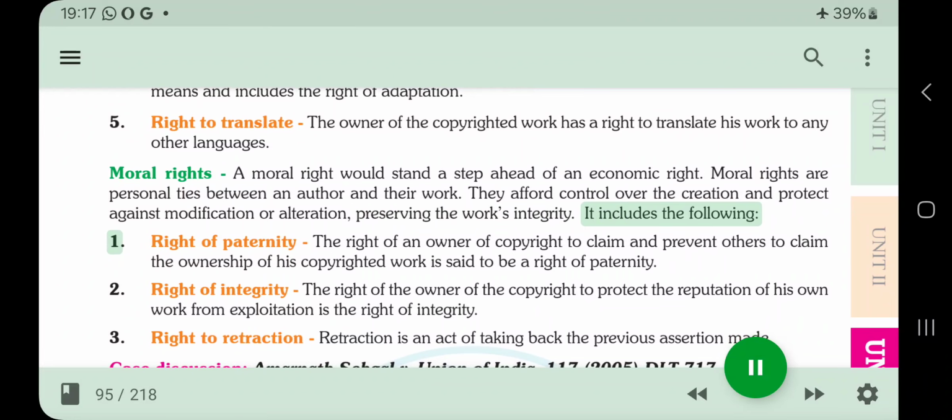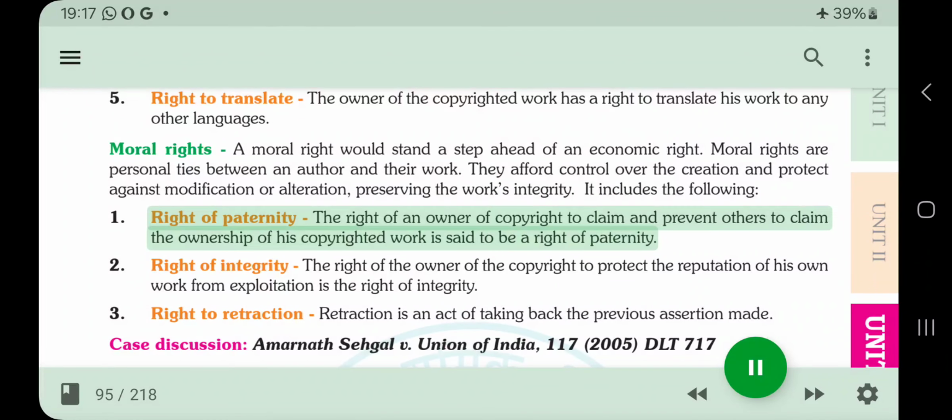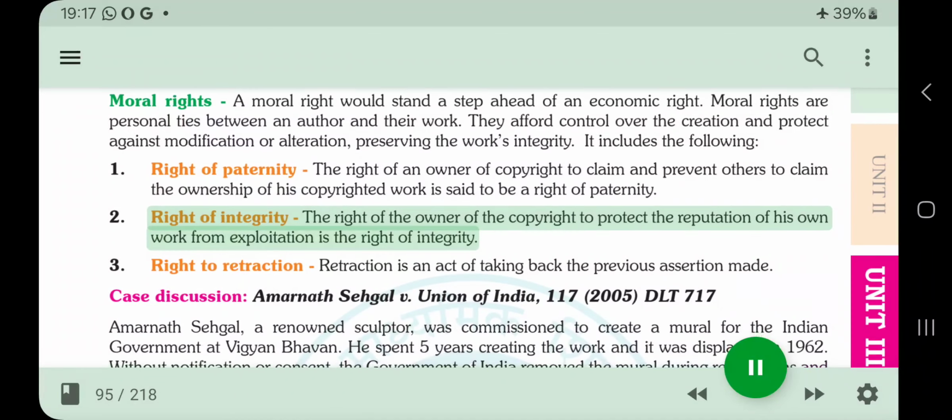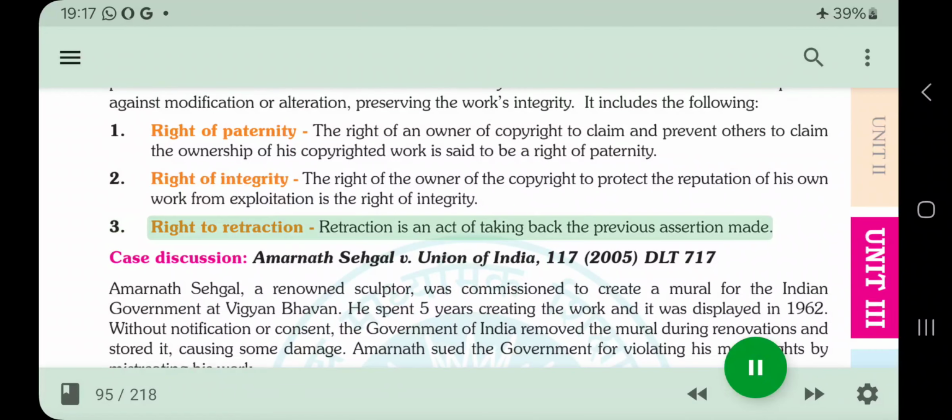It includes the following. 1. Right of paternity. The right of an owner of copyright to claim and prevent others to claim the ownership of his copyrighted work is said to be a right of paternity. 2. Right of integrity. The right of the owner of the copyright to protect the reputation of his own work from exploitation is the right of integrity. 3. Right to retraction. Retraction is an act of taking back the previous assertion made.